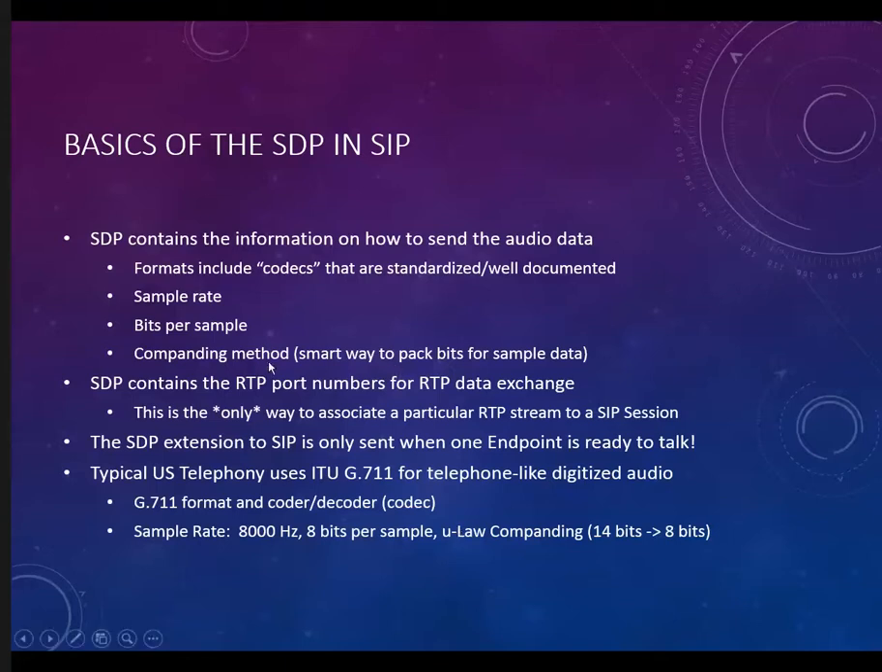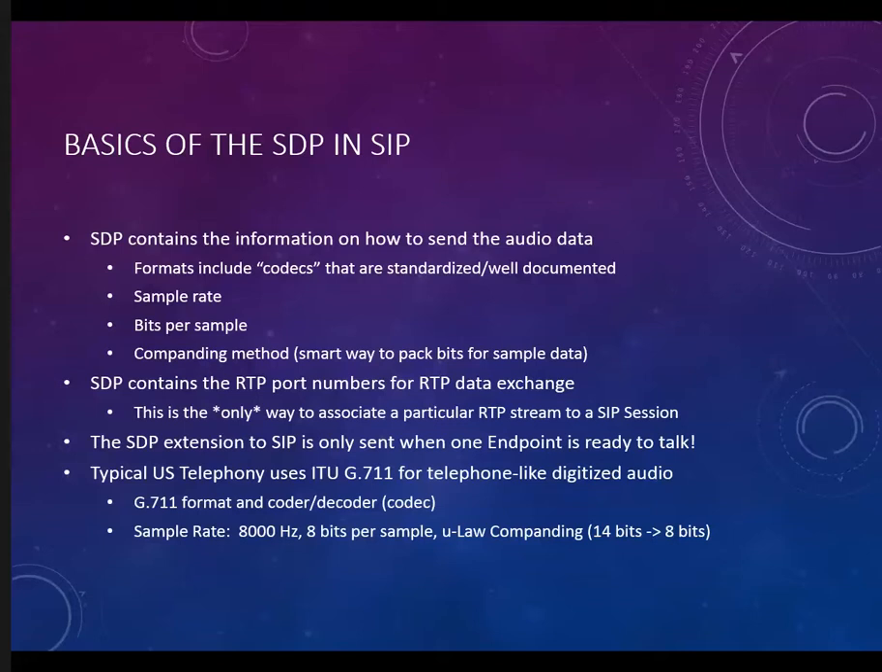The companding method is a way that we pack the bits down for sample data. In this case, we're using a standard method called mu-law. Mu-law essentially allows you to take up to 14 bits wide of data and compress them down efficiently into 8 bits with minimum loss. It does lose data, but the loss is only in the very, very small difference values. It does not have a loss issue with large difference values.